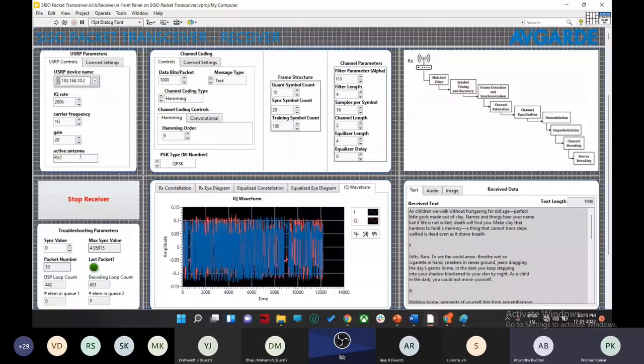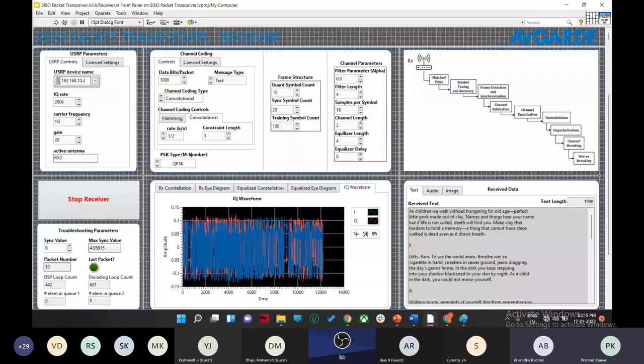Channel coding, whichever you want, like convolutional coding, Hamming coding, or custom coding, can also be done in this. And this is QPSK, BPSK, PSK. You can select whichever modulation scheme you want.